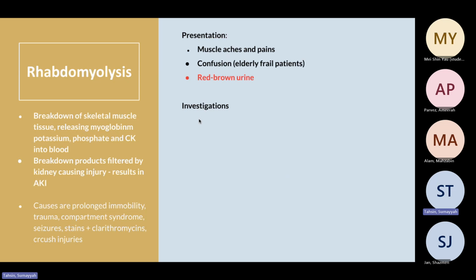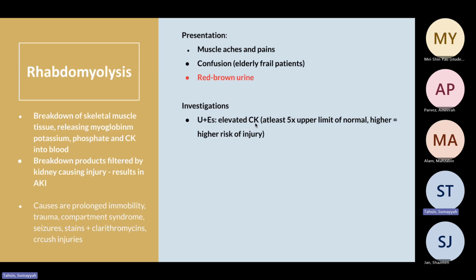In terms of investigations, because the myocytes in the muscles are undergoing cell death, they release myoglobin, potassium, phosphate, and creatine kinase, which are inside the muscle, and these would all be elevated. Now, when you do a U&E, their creatine kinase will be increased at least 5 times the upper limit of normal. Now, the higher this is, the higher the risk of injury.